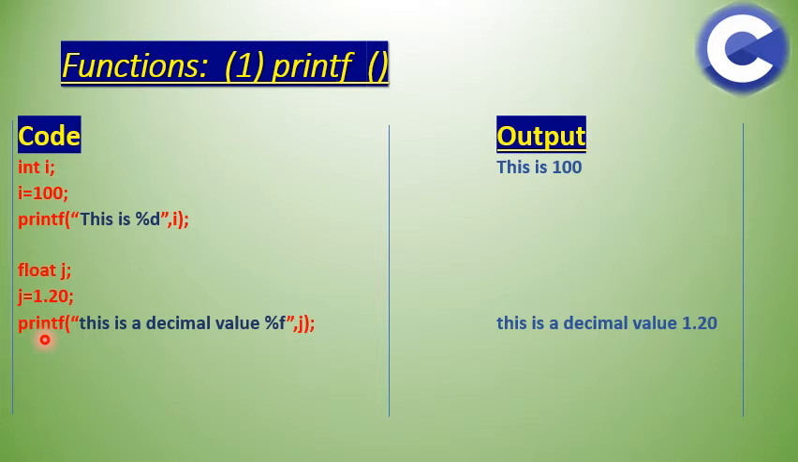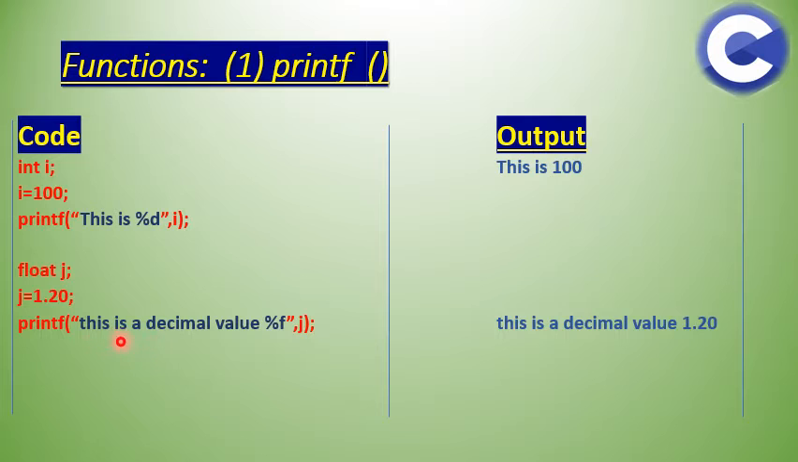In this printf function, the parenthesis and the double quotes, after that I have written my data: "This is a decimal value, %f". So this is a decimal value that will be printed exactly. Now this %f is again a format specifier for real or decimal values. So what is this %f denoting? After the double quotes and this comma, I wrote j. So this %f is denoting this j value.